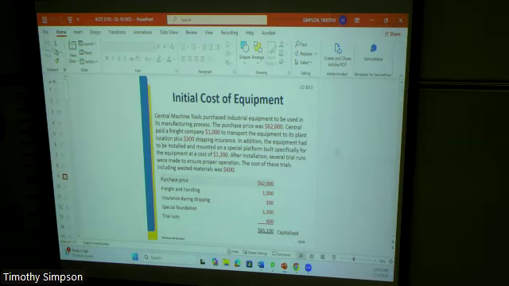Central Machine Tools purchased industrial equipment to be used in its manufacturing process. Purchase price was $62,000. They paid a freight company $1,000 to transport the equipment to its plant plus $300 shipping insurance, which they paid. Okay. In addition, the equipment had to be installed and mounted on a special platform built specifically for the equipment. Well, that's part of the usefulness of the asset, is to get the asset ready to be used.